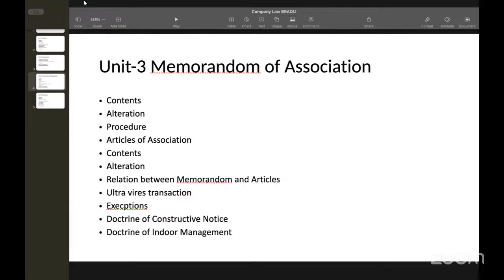Ultra-vires transactions. The term ultra-vires refers to acts beyond the company's powers as defined in its MOA. These transactions are void ab initio, invalid from the beginning, and cannot be ratified even by unanimous shareholder approval. For examples of ultra-vires acts: a manufacturing company engaging in speculative trading, which is not part of its objects.